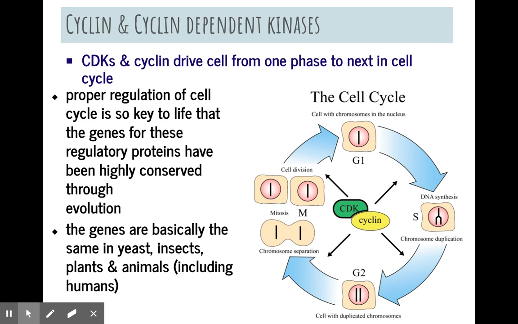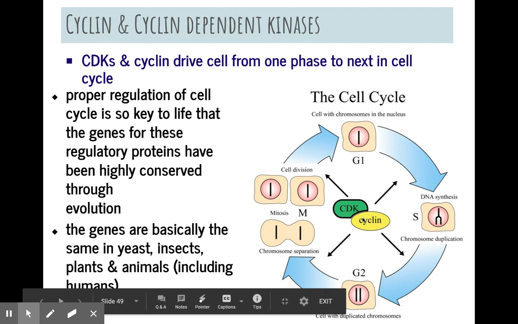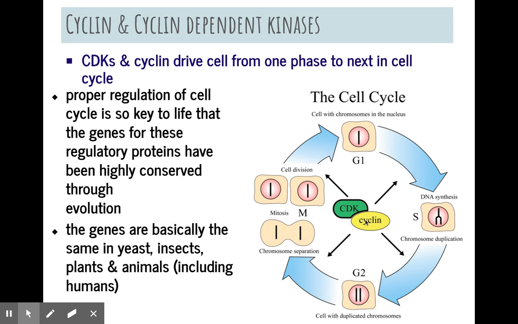CDKs and cyclin drive the cell from one phase to the next in our cell cycle. So these need to be properly regulated. The genes for these regulatory proteins have been highly conserved through evolution. So we see that these proteins have been conserved over time, and these are highly, highly important proteins. The genes are basically the same in yeast, insects, plants, and animals, including humans. Basically, these are responsible for turning the cell cycle on and promoting mitosis, or cellular division.